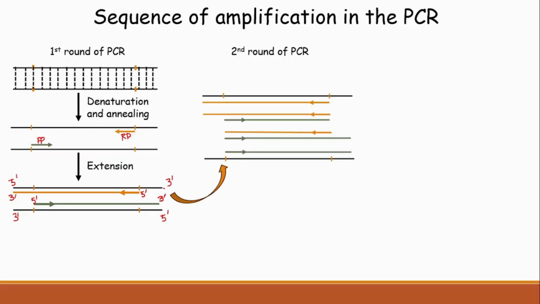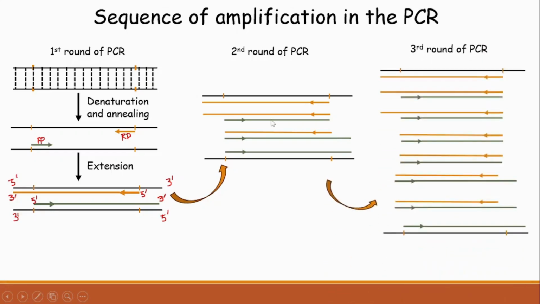Now what happens in the second round of PCR? Again, at high temperature, all the four strands dissociate, followed by the binding of the forward primer and the reverse primer, followed by extension of these primer sequences, leading to the generation of 4 pairs of DNA strands. This cycle is again repeated for the third time, where all these 8 strands separate, followed by the annealing of the primer and the extension.